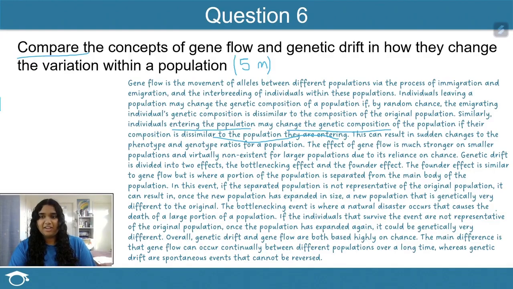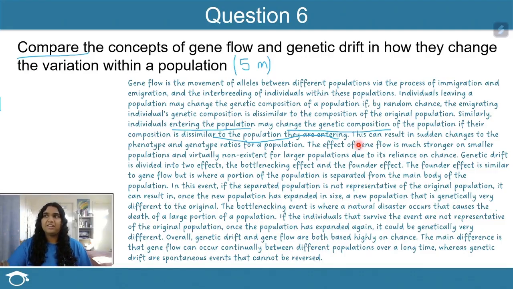Genetic drift, on the other hand, is divided into its two effects. The first one is the bottlenecking effect, and the second one is the founder effect. The founder effect is the kind of genetic drift that is similar to gene flow, which is why so many people get confused.